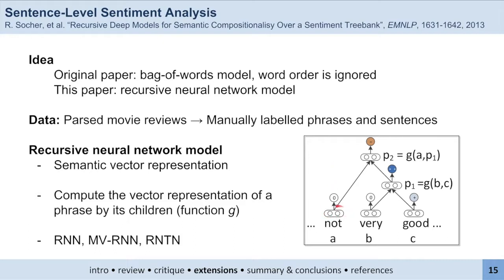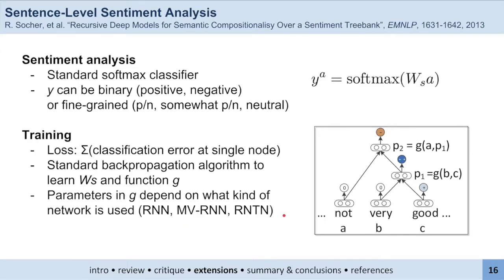Every word is represented by a semantic vector. Every phrase also has its vector representation, but this vector is computed from its children by a function g. Here, it takes vector b and c and produces a vector p1 for this phrase, "very good". And they consider 3 different RNN models in this paper, which are RNN, matrix vector RNN, and RNTN, where T stands for tensor. And this RNTN model is new in this paper.